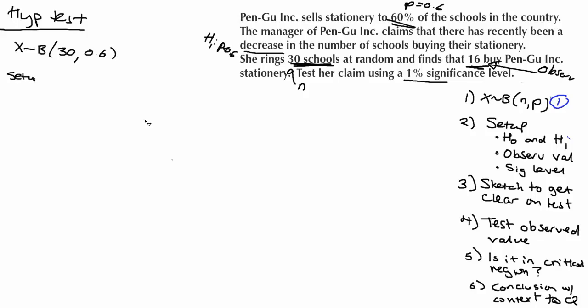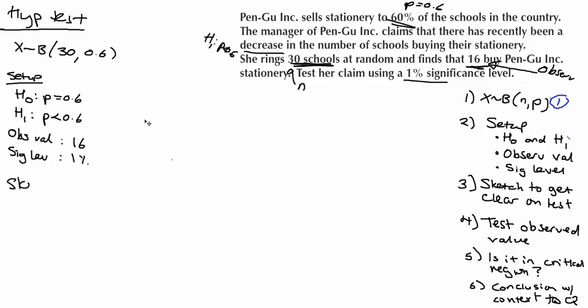Number two, let's set it up. H0 is we think it's 0.6, that's what we're testing against. And in this one we think it's going to be less than 0.6. Does that make sense? Okay, because there's a decrease. All right, let's write our other stuff. Observed value, so 16, and our significance level is 1%.